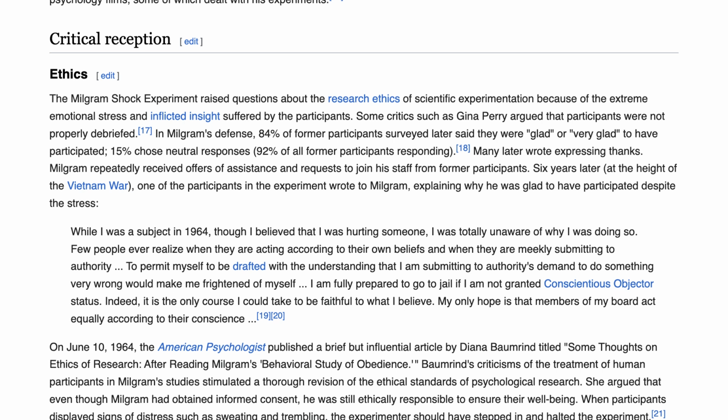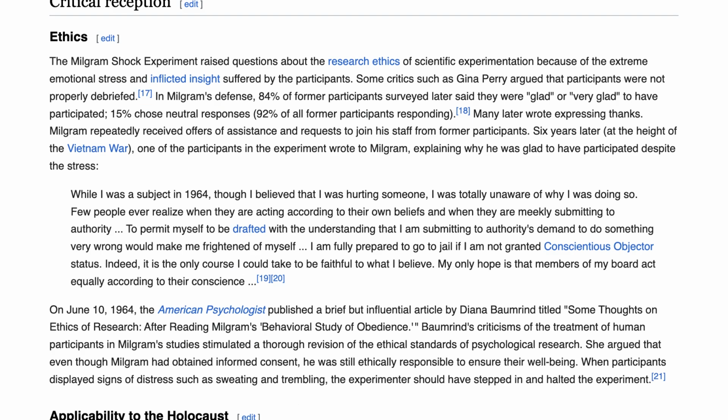Critical reception. Ethics. The Milgram shock experiment raised questions about the research ethics of scientific experimentation because of the extreme emotional stress and inflicted insight suffered by the participants. Some critics, such as Gina Perry, argued that participants were not properly debriefed.